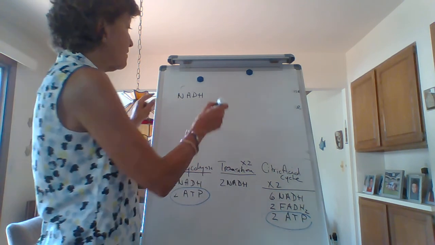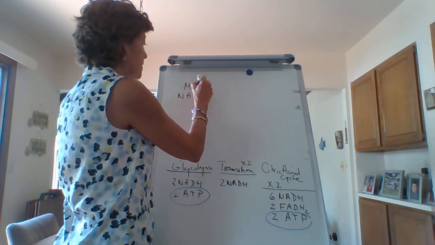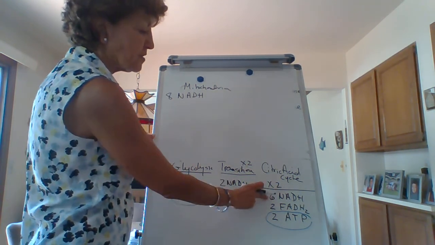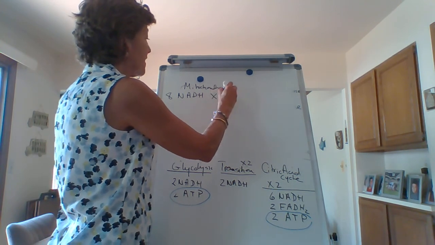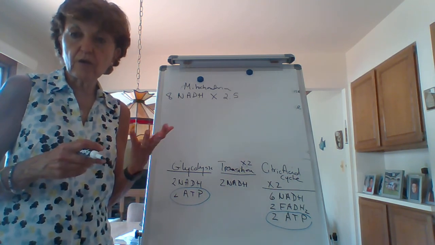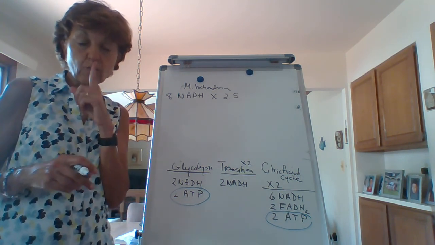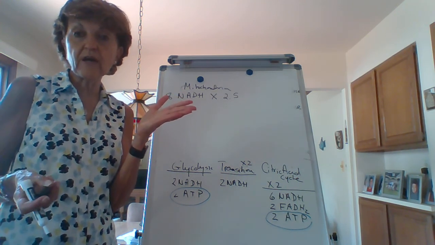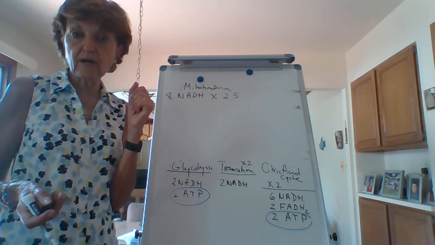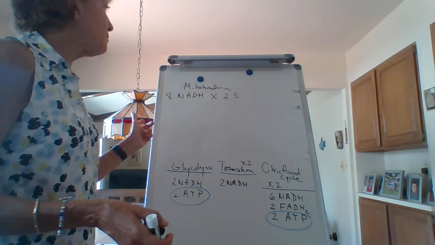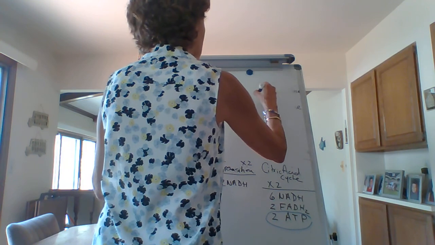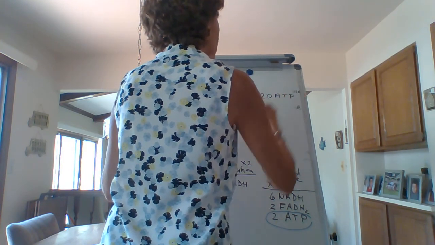For every NADH in the mitochondria, there are 8 of them. You see that 2 plus 6 is 8. We're going to multiply this by 2.5, and that will give you the number of ATP you're going to get. So for every 1 NADH, you're going to get 2.5 ATPs. For every 1 mole of NADH produced in the mitochondria, you're going to get 2.5 moles of ATP. So do the math: 8 times 2.5 is 20. There we've got 20 ATPs.